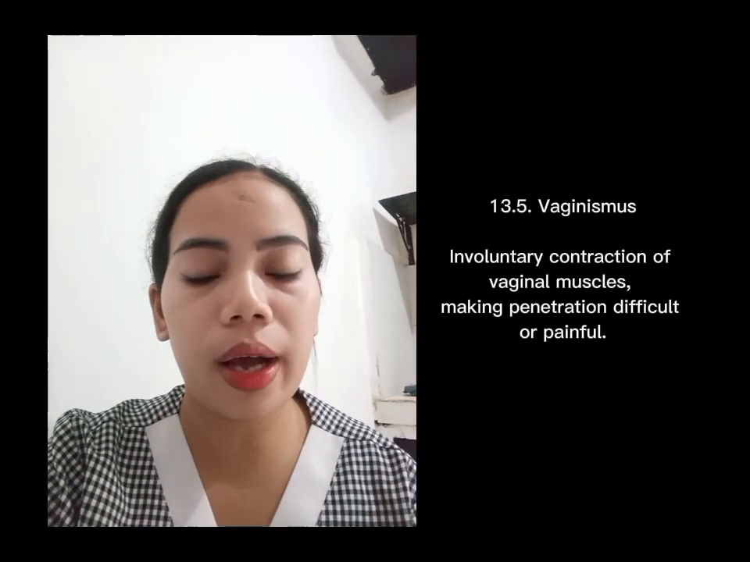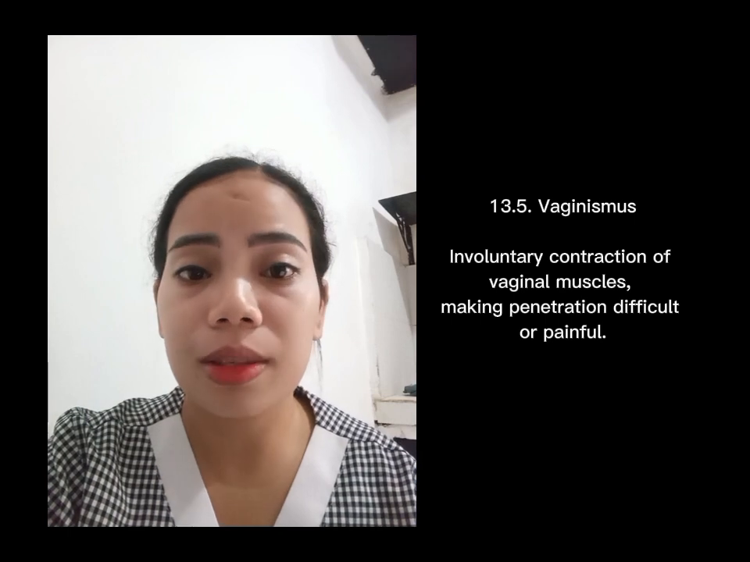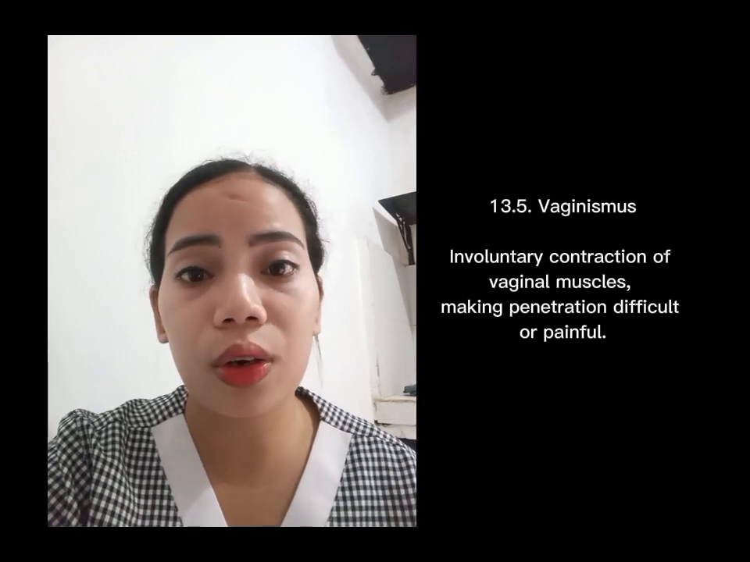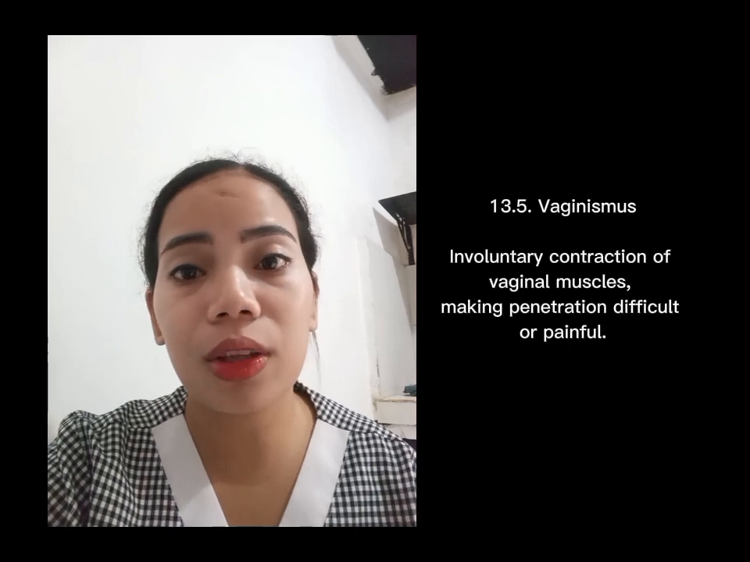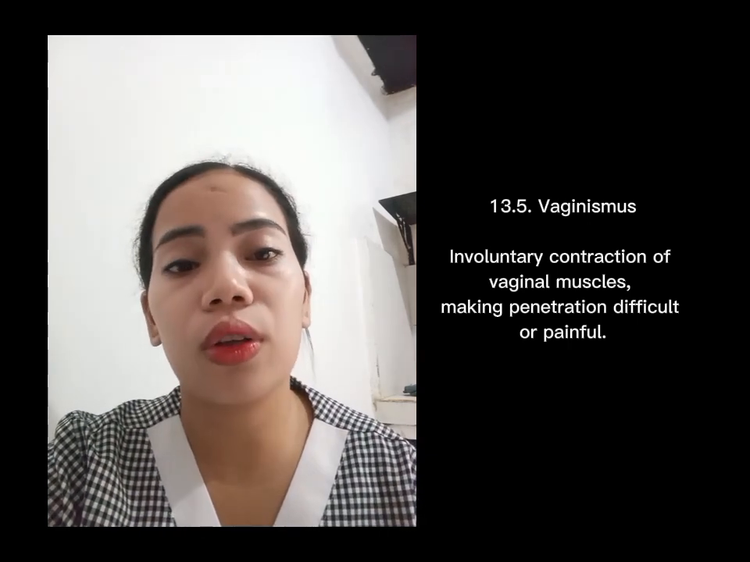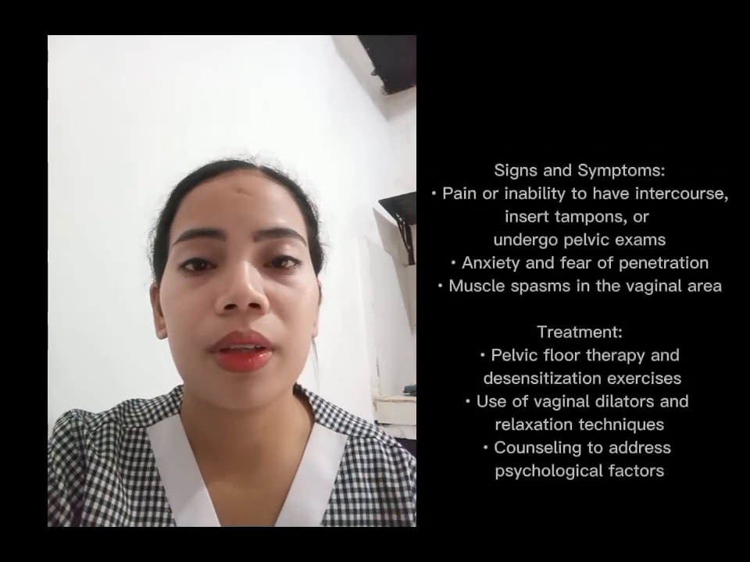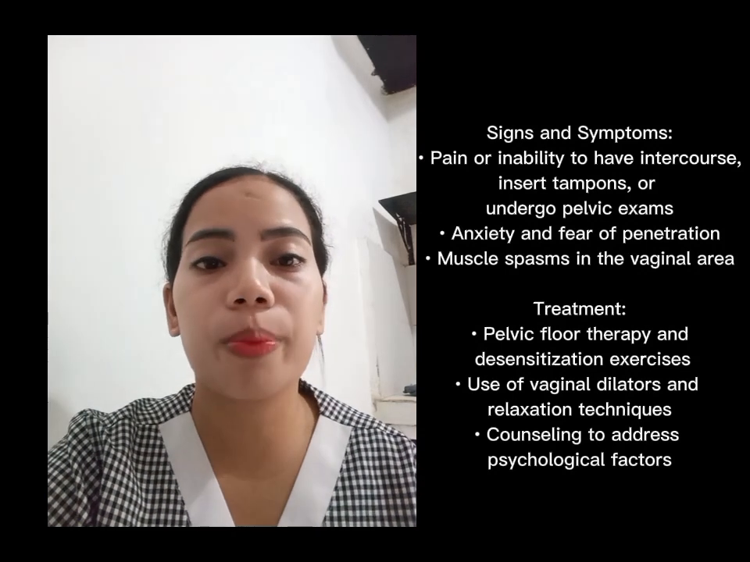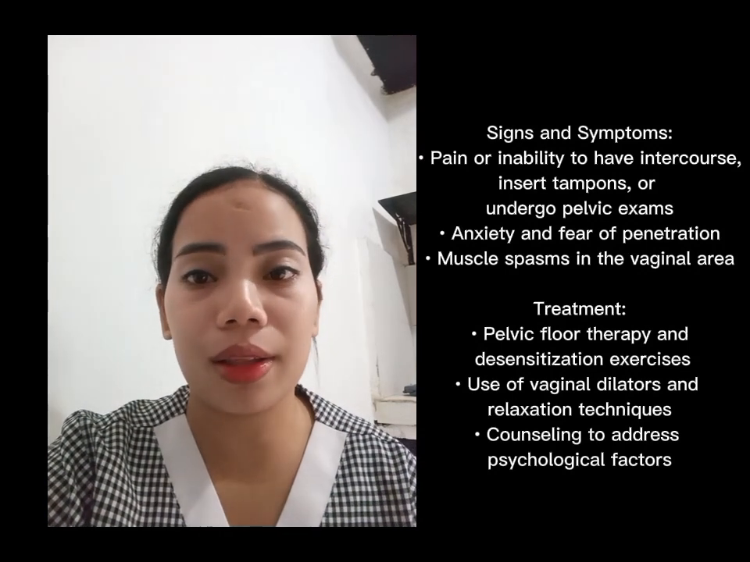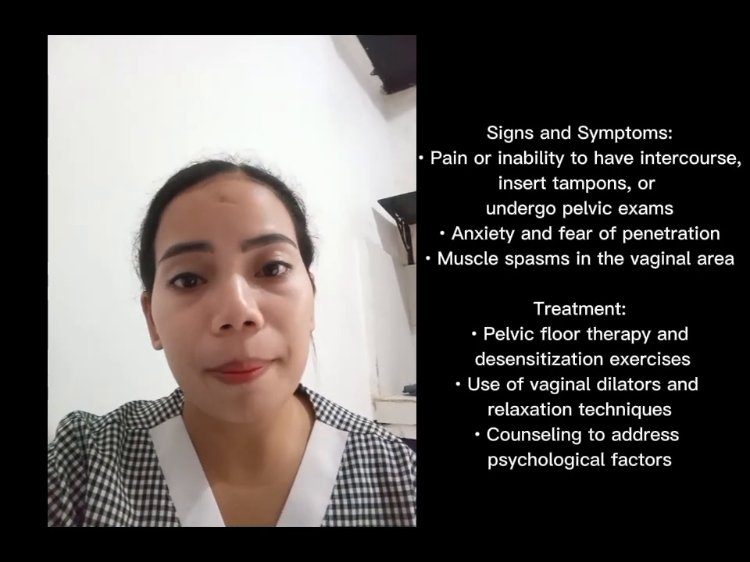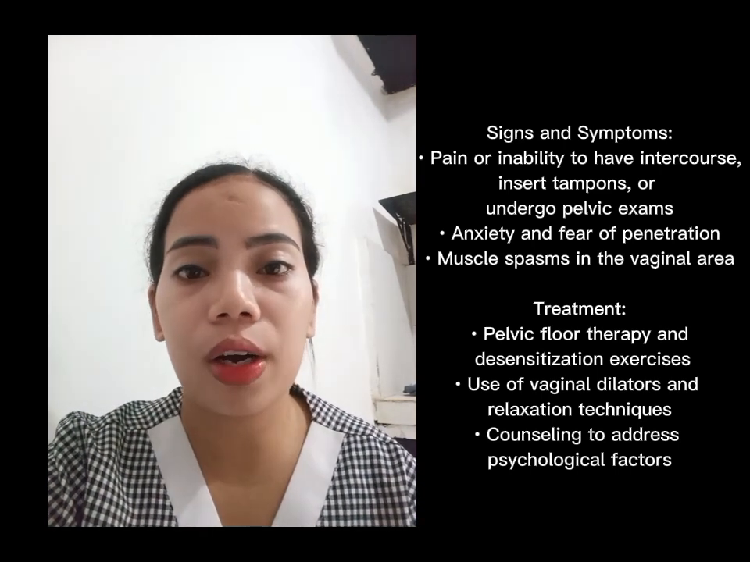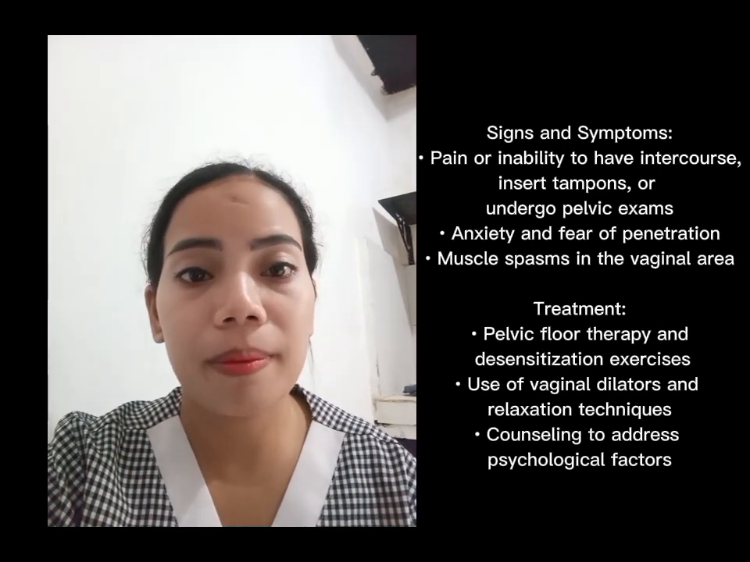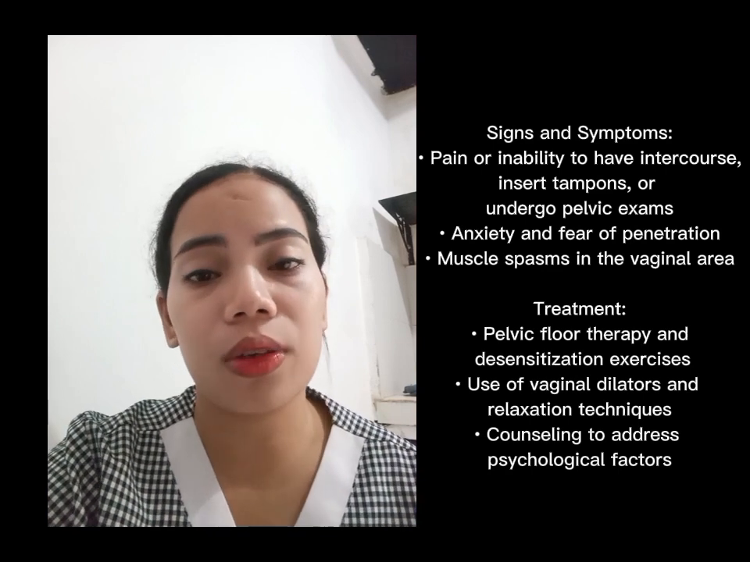For the next we have vaginismus, which is the involuntary contraction of vaginal muscles, making penetration difficult or painful. For the signs and symptoms, pain or inability to have intercourse, insert tampons or undergo pelvic exam, anxiety and fear of penetration, muscle spasm in the vaginal area also.